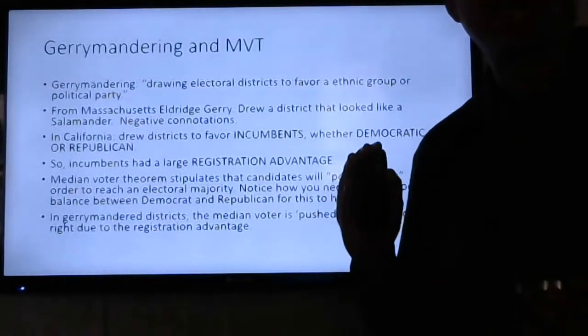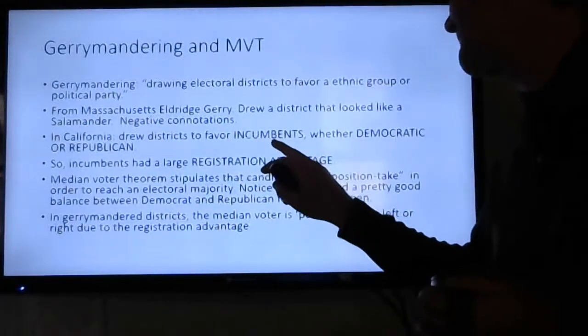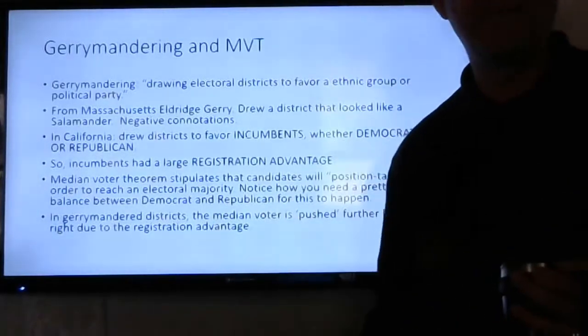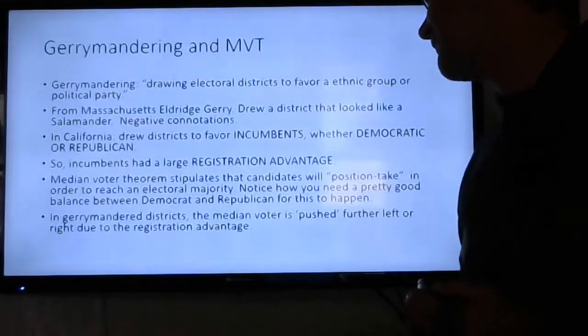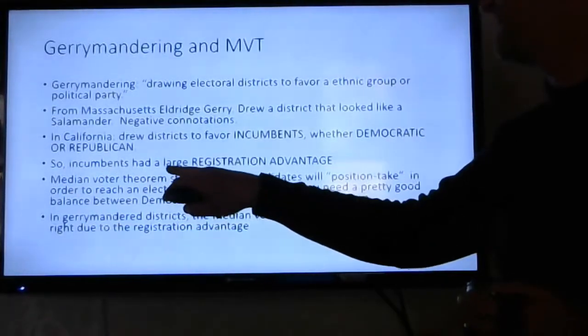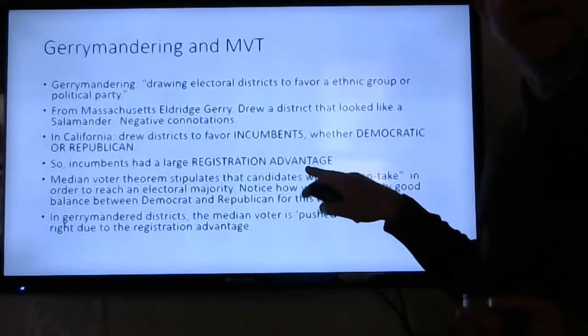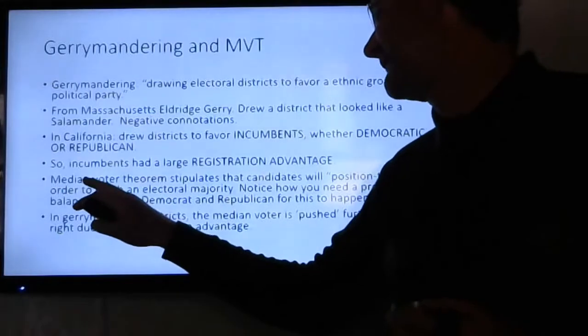Now, what was happening in California was this. We drew districts to favor incumbents, whether Democratic or Republican. So whether you're a Democratic or Republican, you had a large registration advantage, right? You had more people who agreed with you in your district. Okay, so let's think about this.